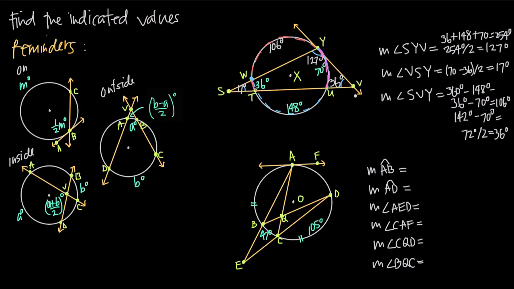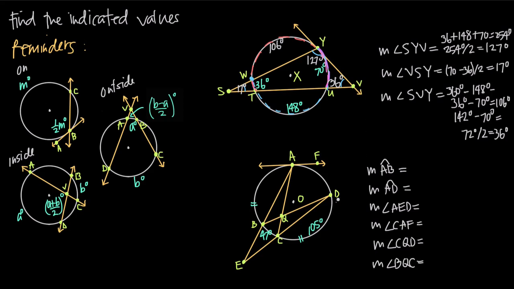The other way I could have found that is by thinking about this as a triangle. I already know that angle Y is 127 degrees. I already know that angle S is 17 degrees, so I could have taken 180 minus 127 minus 17 to get 36 for the measure of angle V.